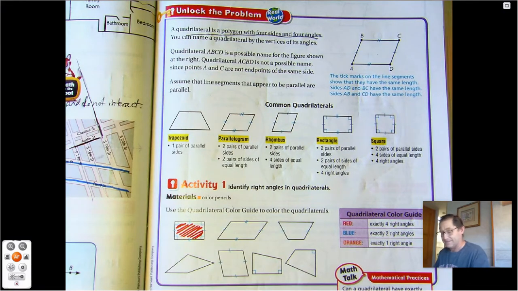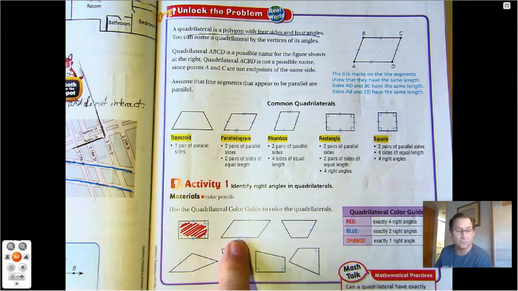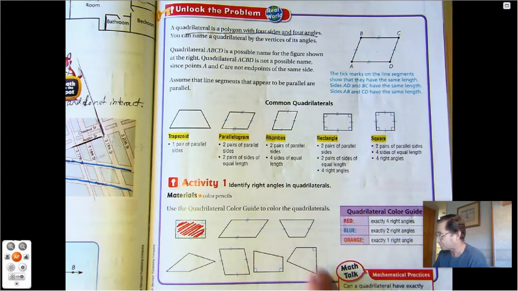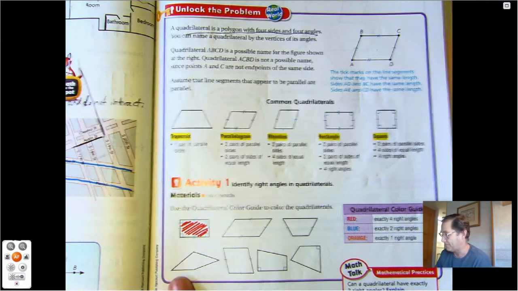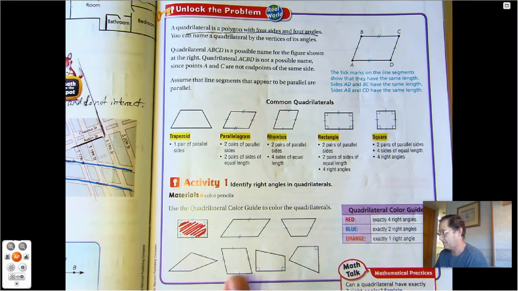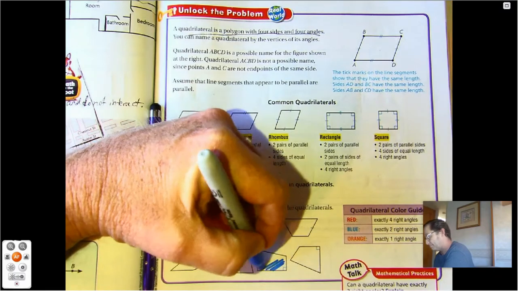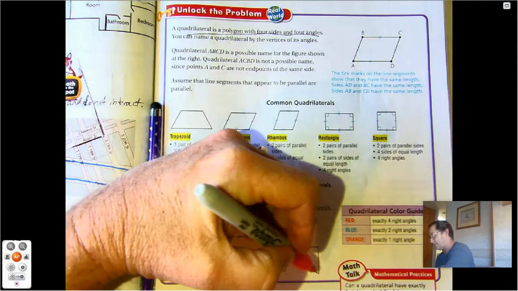Okay. This next shape has no right angles. So we're not going to color that any. It doesn't match any of the colors on here. This shape does not have any right angles either. This shape does not have any right angles. This shape does not have any right angles. This one has 2 right angles. So we're going to color that one blue. And this last one has 1 right angle.